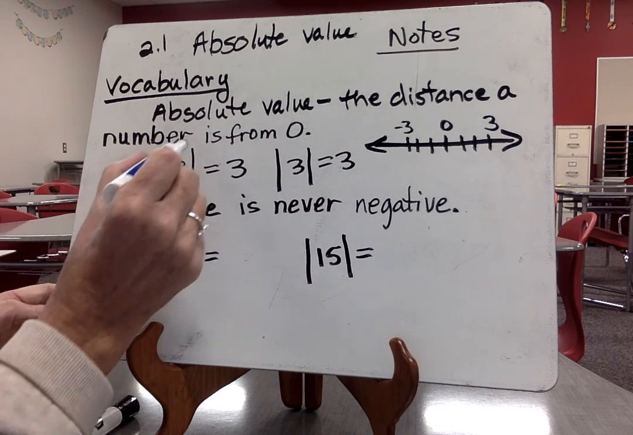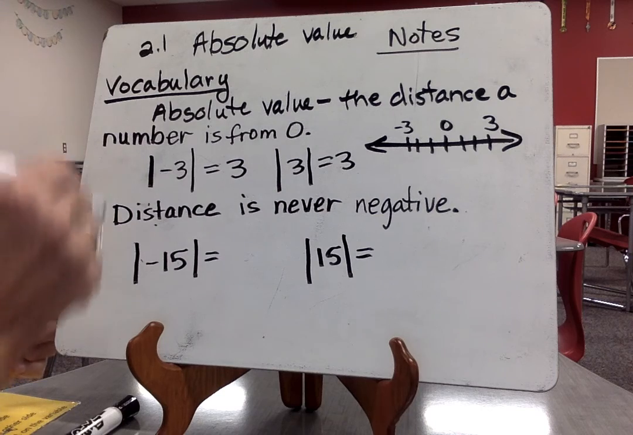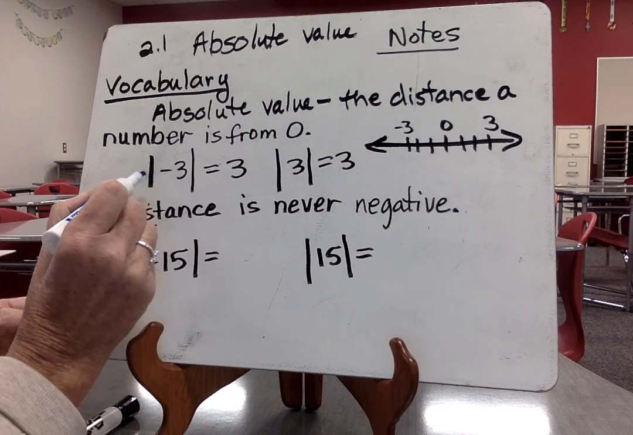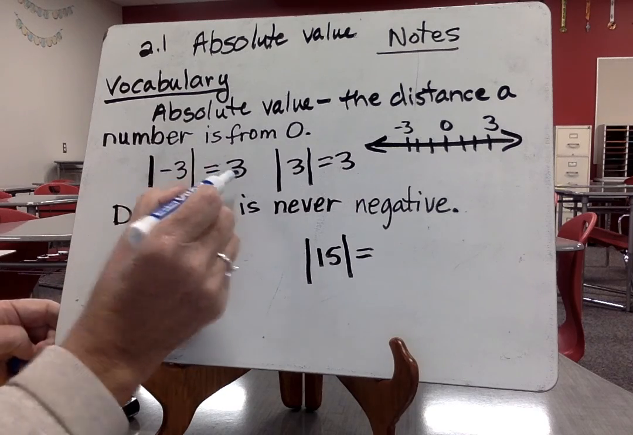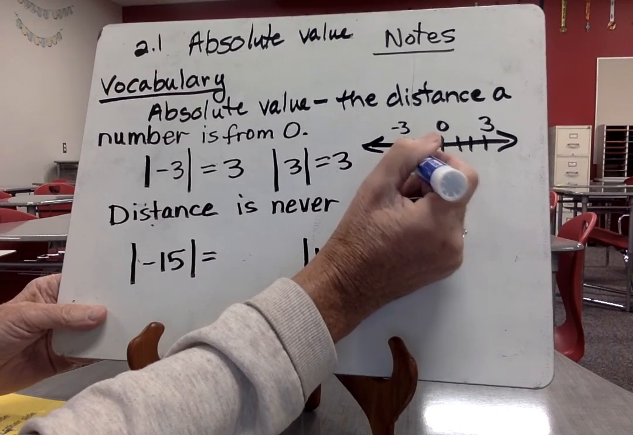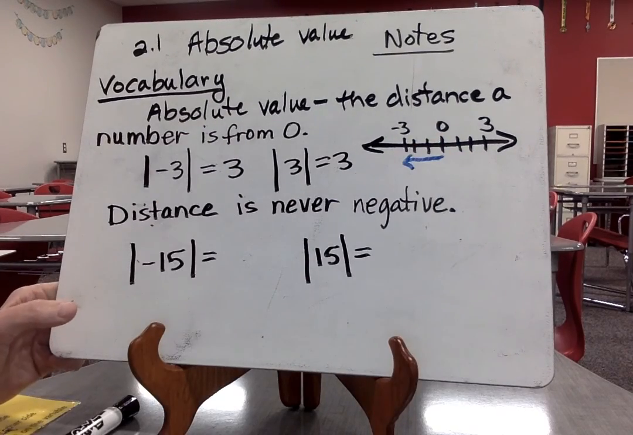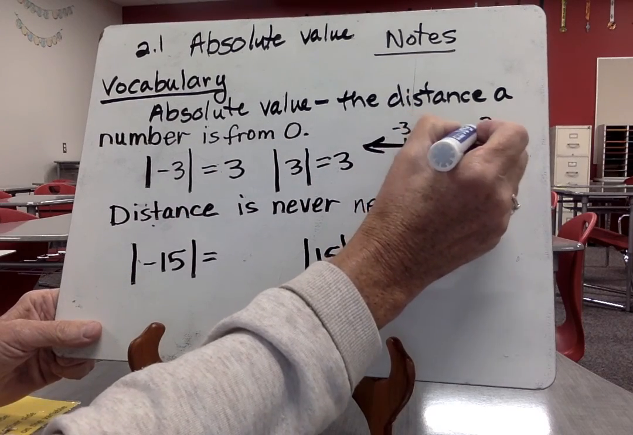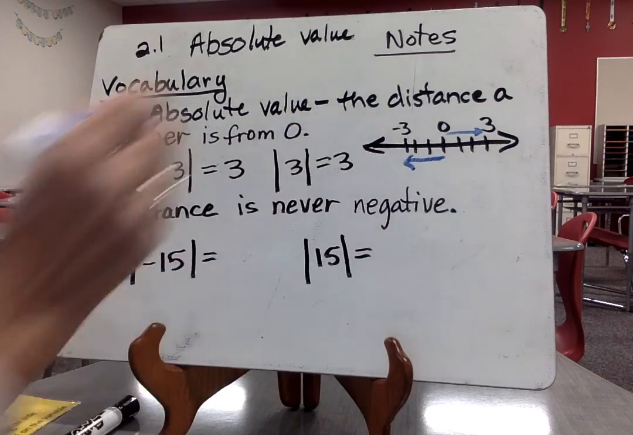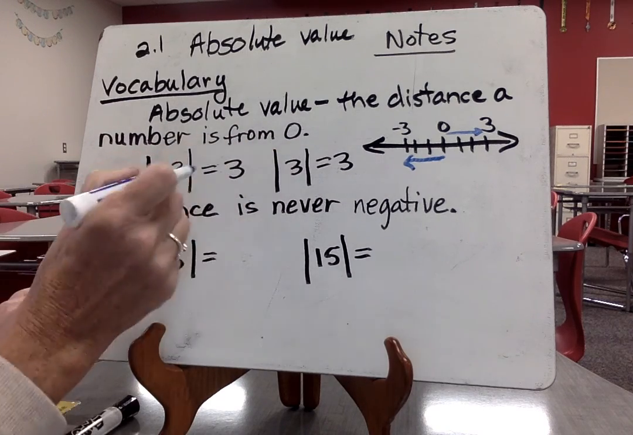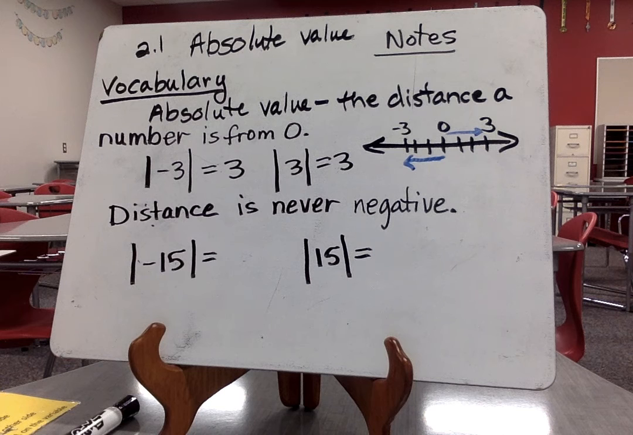This is the symbol used for absolute values. They're like a long L or just a straight line between numbers. So this is absolute value of -3. And the answer is 3 because the distance from 0 to -3 is 3 units. Now, absolute value of 3, also the distance from 0 to 3 is also 3. So they're the same answer even though there's different numbers in here.